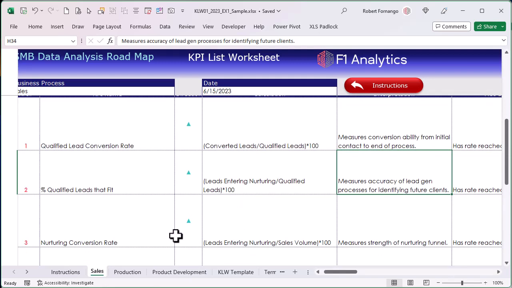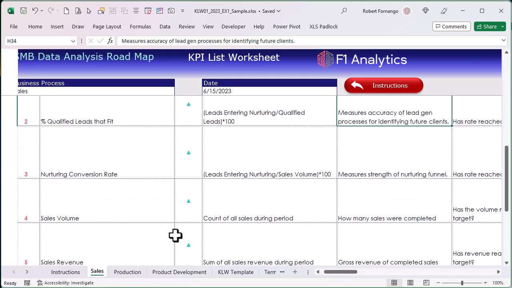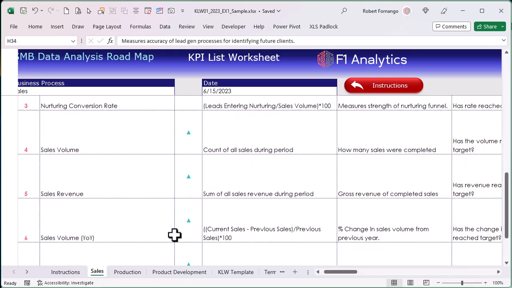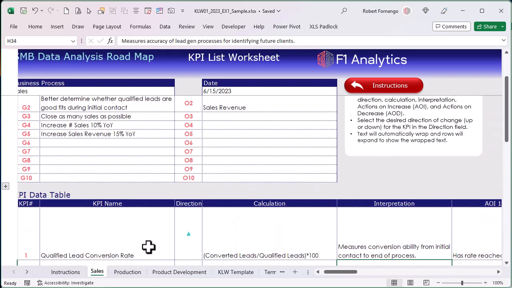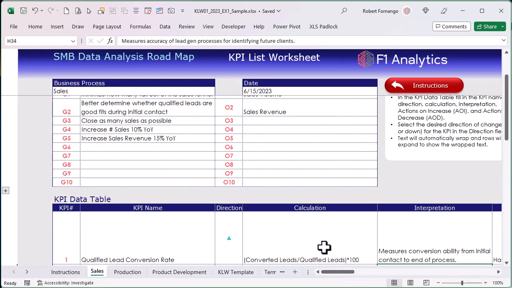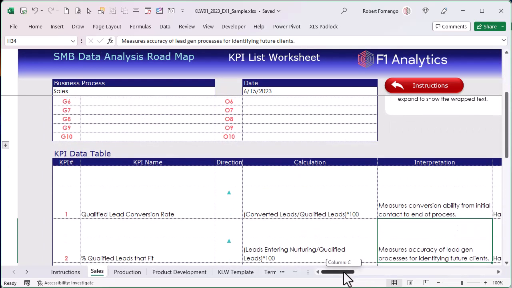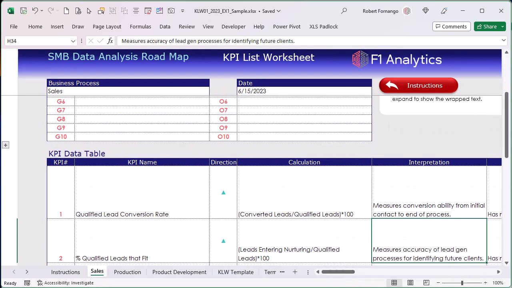Again, we have a nurturing conversion rate that's listed in here. We still could look at sales volumes and sales revenue, as well as sales volume year over year and sales revenue year over year. Now, I've included all of these metrics in the KPI list, and you can look at them to see how the KPIs were selected and determined. And then think about what the KPIs would be for your business processes that you're trying to map out.